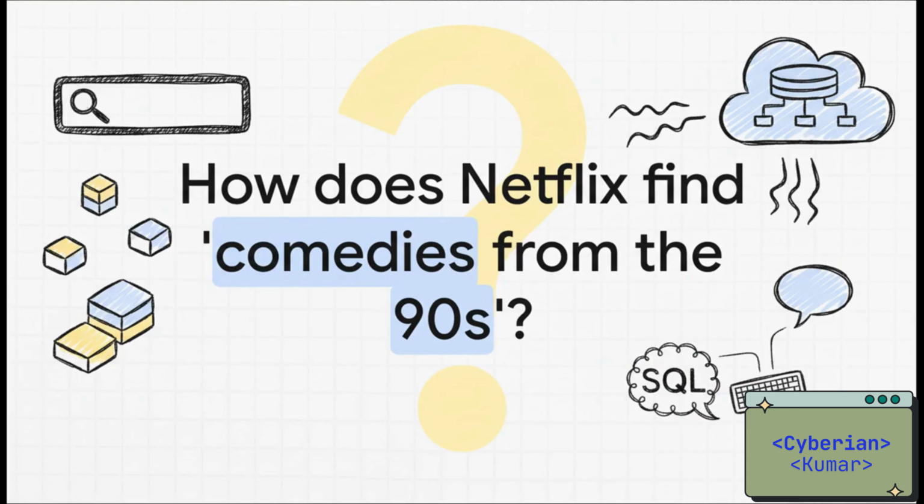I mean, think about that for a second. You ask for something super specific, comedies from the 90s, and bam, in less than a blink of an eye, you get a perfect list. That's not magic. What's happening is a lightning-fast conversation between the Netflix app and this giant digital library, and the language they're speaking, that's SQL.